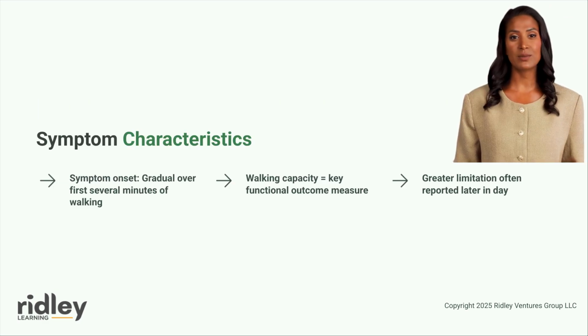The time course of symptom onset provides additional diagnostic information. Neurogenic claudication typically develops gradually over the first several minutes of walking, with symptoms intensifying progressively until the patient must stop or modify their posture. This gradual onset contrasts with radicular pain from disc herniation, which is often present from the first step or provoked by specific movements rather than cumulative activity. Patients should also be asked about symptom behavior during the day, as many individuals with stenosis report greater limitation later in the day after accumulated activity.